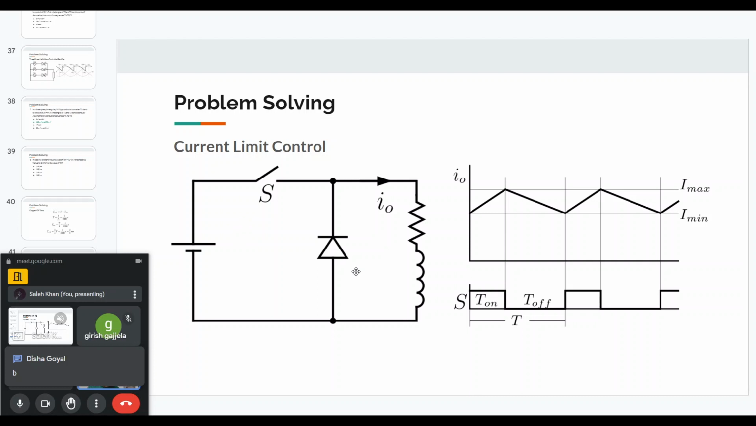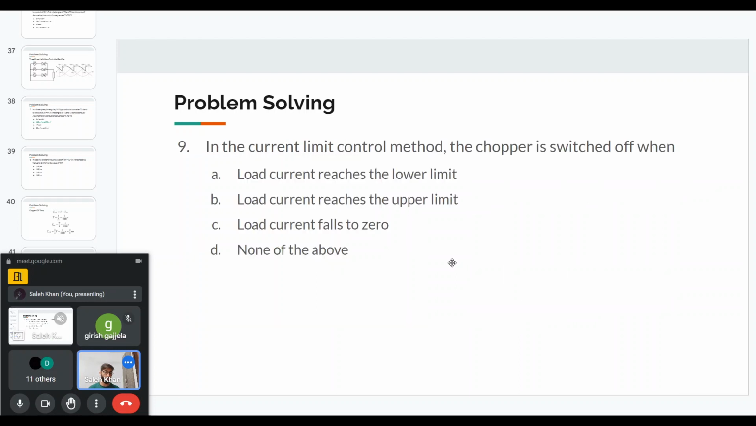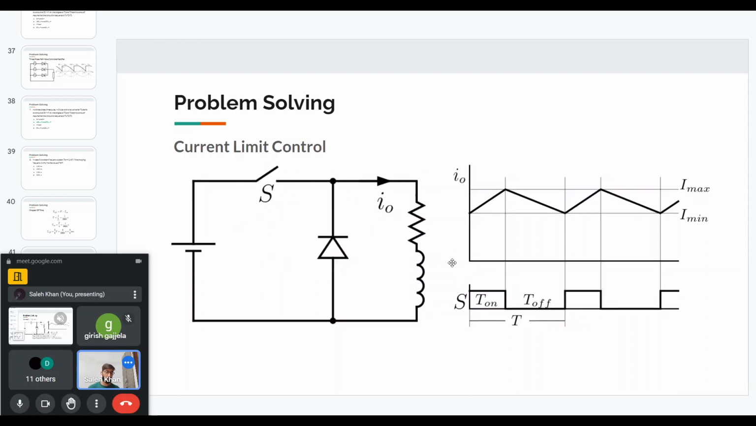So if we have a chopper like this, even in the boost chopper case, you will again have the inductor current rise when the main switch is turned on. So the question is asking, when will we turn off the chopper switch? We will turn it off when it reaches the Imax value, the maximum value. At that point, we will turn it off.